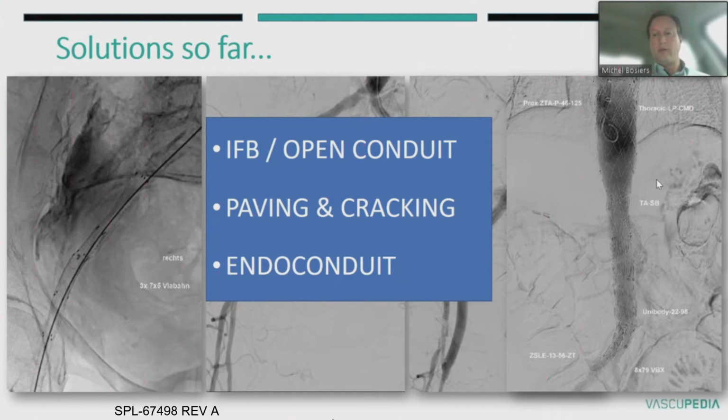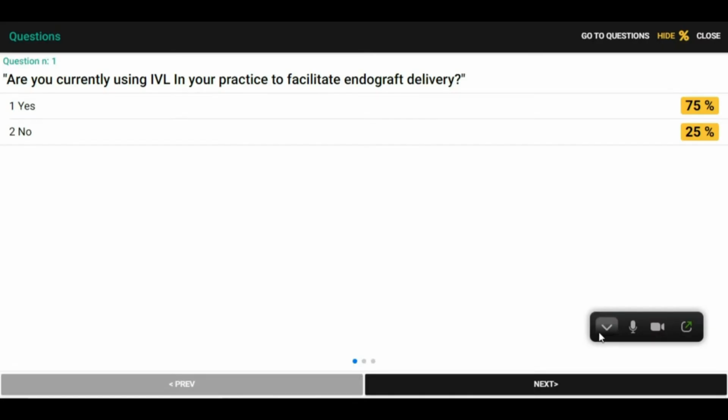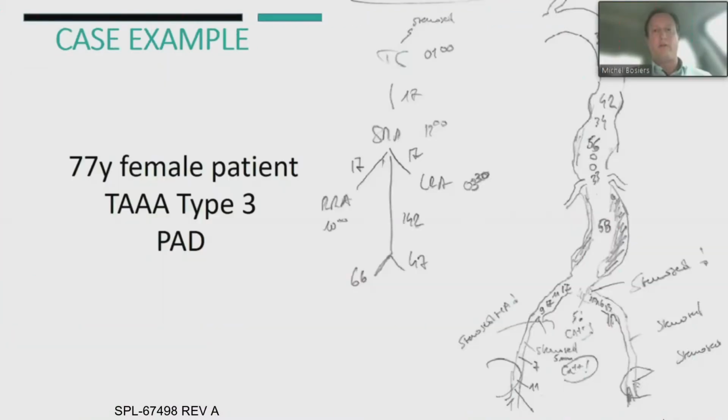So if we can have the poll question results up now. Yeah, 75% are using IVL to facilitate already. Okay, that's delivery. Great. That's amazing. Okay, so let's hope we can show you some benefits of using it also prior to endograft delivery.